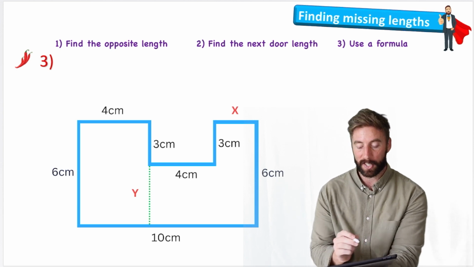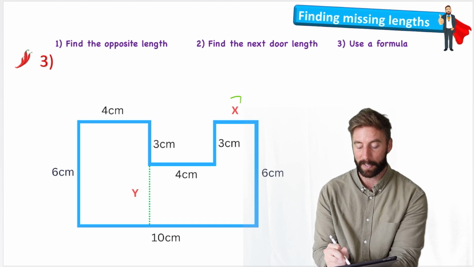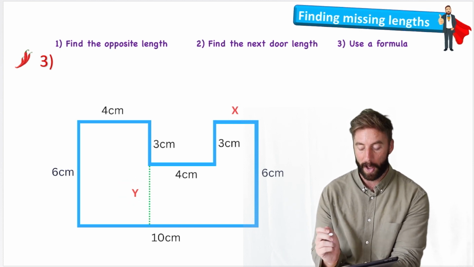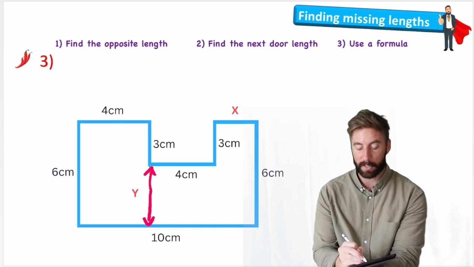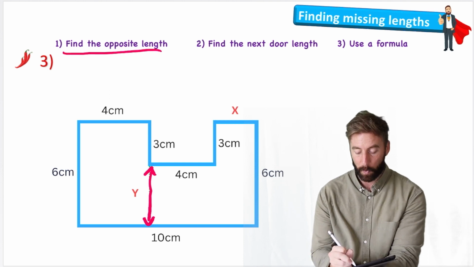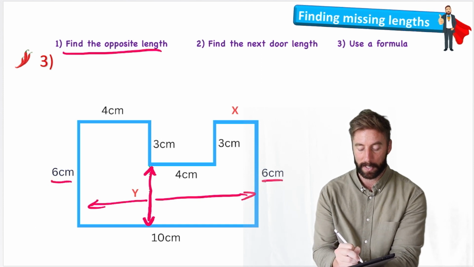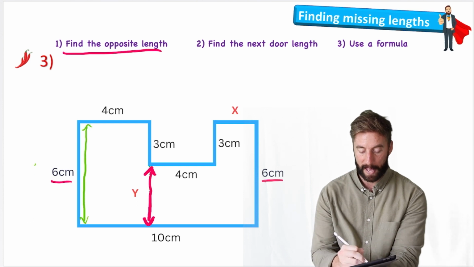Here we go. We can actually see that in this one we've got 2 missing variables, 2 missing lengths. We have this x up here and y down here. Let's start by solving the value of y first. So y is this length just here. So my first step says to find the opposite length. Now with this one, I can either come this way or I can come this way for my opposite, because they're both 6 centimeters. I'm going to choose to look at this length here on the left, and I'm going to call this length A.